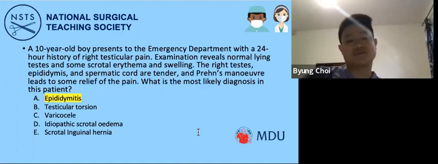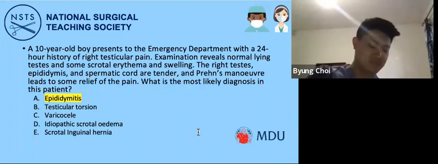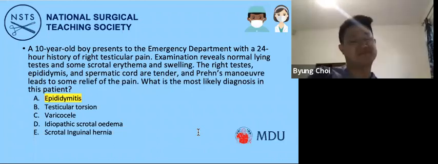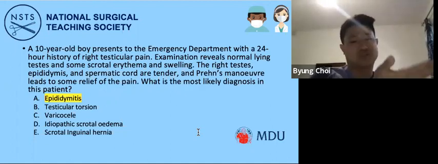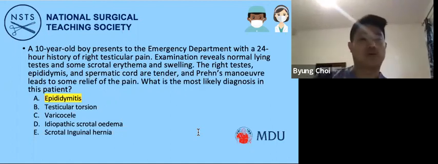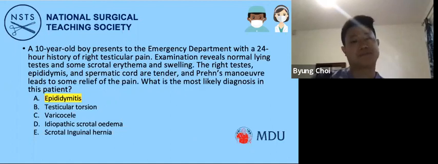Prehn's maneuver is just an eponymous name for a clinical sign that you can do in examination, which is purely supporting the scrotum and lifting it up a little bit to see how that changes the pain. If the pain gets better with support and lifting up the scrotum, it's a classical sign of epididymitis. The opposite would be true if you've got a torsion, for example, it would exacerbate the pain. Obviously, the normal lying testis also points away from a testicular torsion.